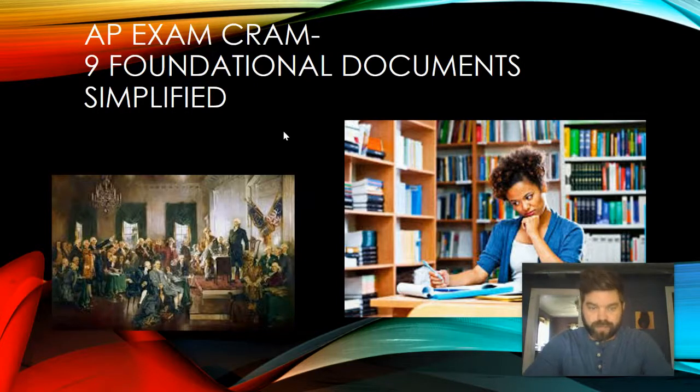I'm gonna go over these 9 foundational documents real quickly, and it's gonna be simplified. This document is gonna be used so that you can use it as a cheat sheet on the exam. I would suggest printing it out, and then you can have it right in front of you. So we're gonna look at all 9 of these documents, simplified into a real simple graphic organizer, so you can have it ready right in front of you in 2 weeks when you take the exam. Okay, so let's get into it.